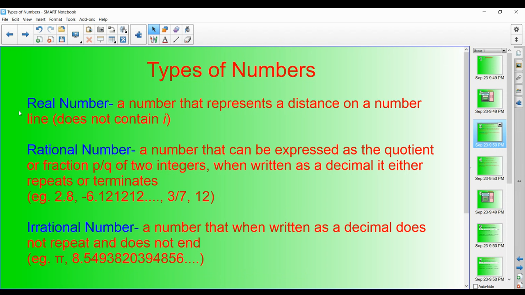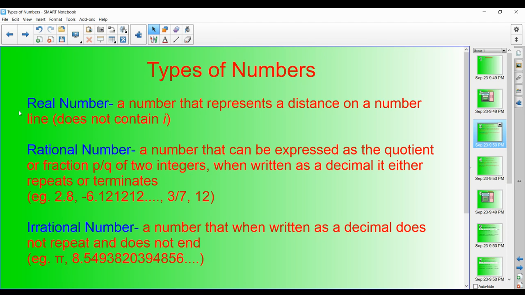First off, a real number is a number that represents a distance on a number line. So almost all of the numbers you've dealt with in your high school career have been real numbers. They can be your fractions, your decimals, your positive numbers, your negative numbers, your whole numbers. As long as it doesn't contain that imaginary part, the i, then it's real.